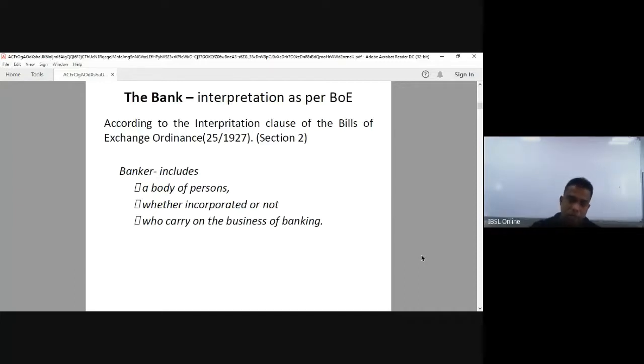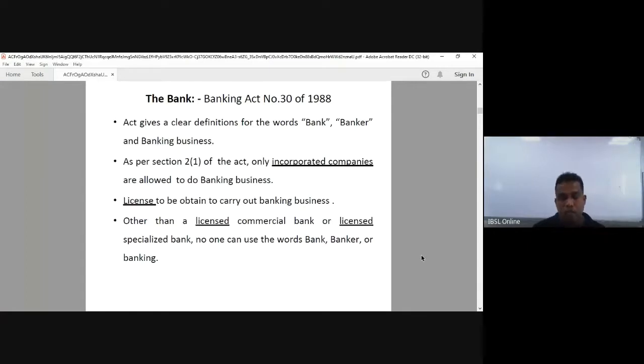Number one, it is not valid for today. Number two, this definition is a very broad definition. Broad definition means that it is very vague. So anyone can claim that they are a bank. Therefore, it is not a very good definition. Right. So that is the Bills of Exchange Ordinance definition for the bank. If you have any questions, you can raise them. Then we'll go to the next one.